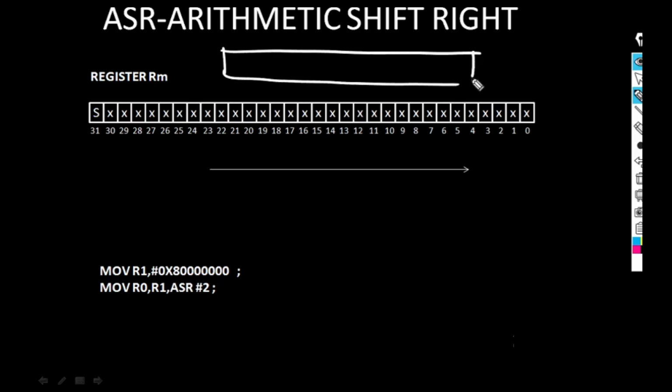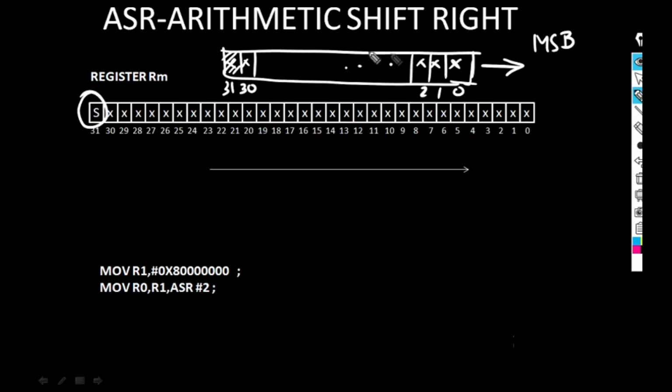That is, if you consider this to be some register Rm with the same 32 bits, this is supposed to be shifted in the right direction, correct? That time a vacant spot will be created in the MSB. What happens in logical shift right is that this particular spot will be filled with 0. But in the case of arithmetic shift right, the vacant spot is filled with the sign bit. What is the sign bit? The sign bit is nothing but the MSB bit of the original data.